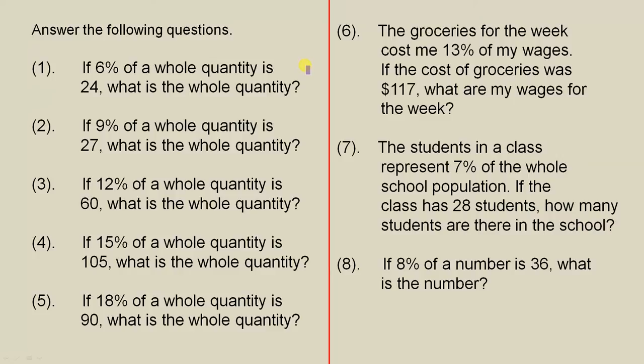After you've done that, just find 1%. So that's easy to do. If you say 6% of a whole quantity is 24, you can easily find what 1% is. After you find what 1% is, and you get the answer, then multiply that answer by 100, and that'll give you the whole quantity.